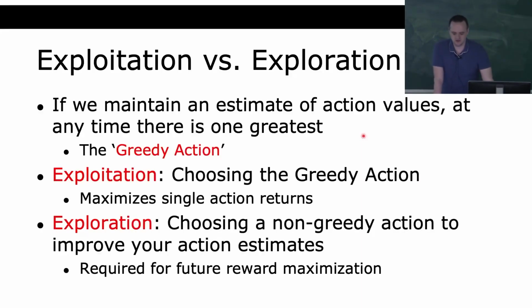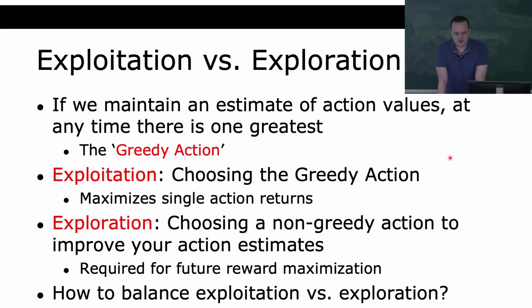Exploration, on the other hand, would be choosing a non-greedy action in order to improve your action value estimates, right? So this is required for future reward maximization. Because if we just pulled one and said, well, I got $1, okay, I'll just keep pulling that one, I keep getting $1. But how do I know that the other ones aren't better, right? I've got to be able to try those things. And so how do we balance that? Well, that's going to be the point of the rest of this lecture, and actually the rest of reinforcement learning, in fact, is algorithms on how we do that.